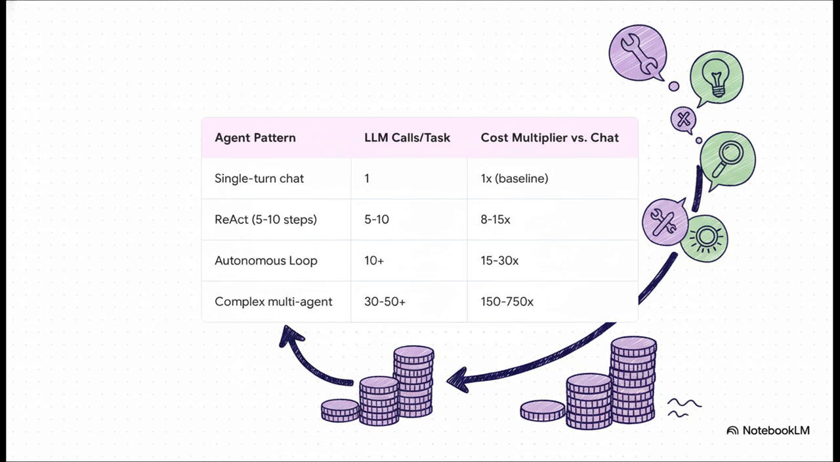And here's the killer detail. With every single step that agent takes, it stuffs the entire history back into the context window. It's like rereading a whole book just to read the next page. That's what creates this insane exponential growth and sends your bill to the moon.